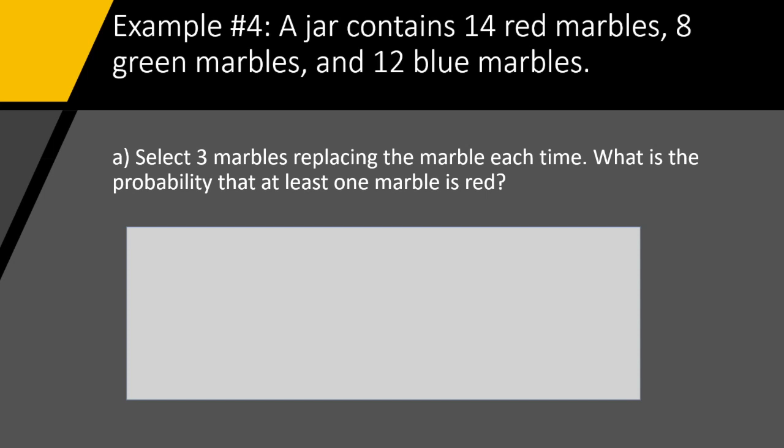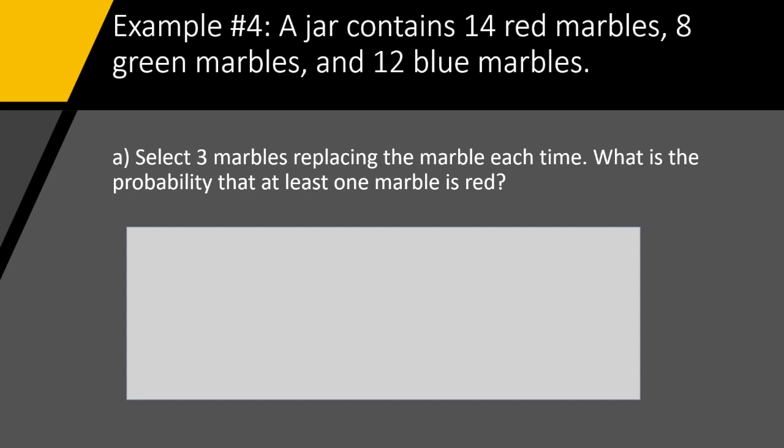So on to example number 4. So in our example, we're going back to our jar of marbles. So our jar of marbles contains 14 red marbles, 8 green marbles, and 12 blue marbles. Part A, select 3 marbles, replacing the marble each time. What is the probability that at least 1 marble is red?